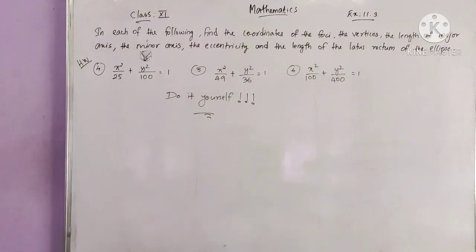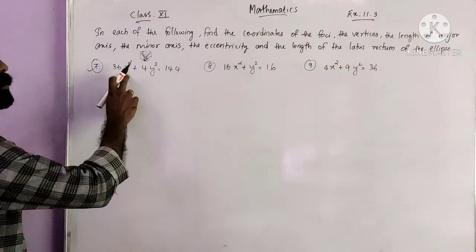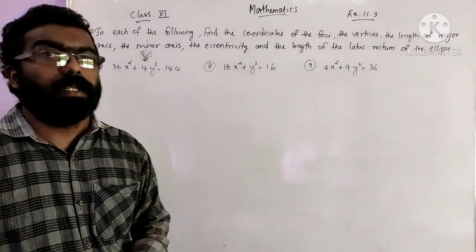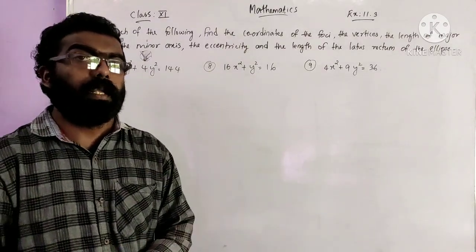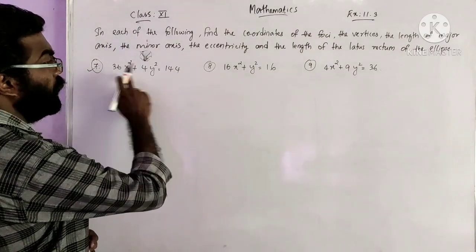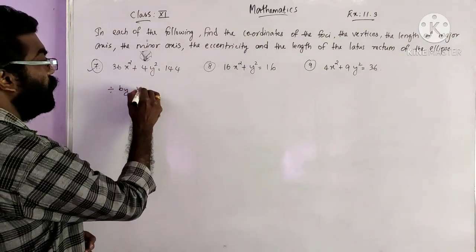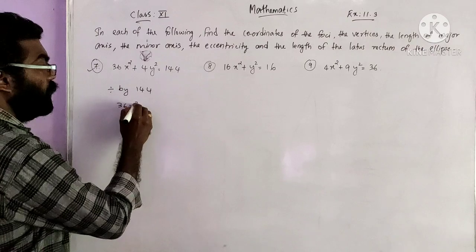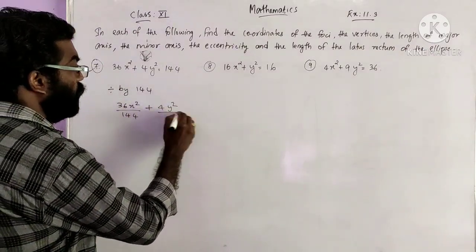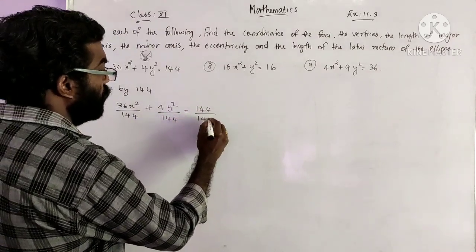Now we move on to question number 7. 36x square plus 4y square is equal to 144. It's not in the standard form. So first we can make it in the standard form. For that we can divide the entire equation by 144. So divide by 144. 36x square divided by 144, then plus 4y square divided by 144, which is equal to 144 divided by 144.